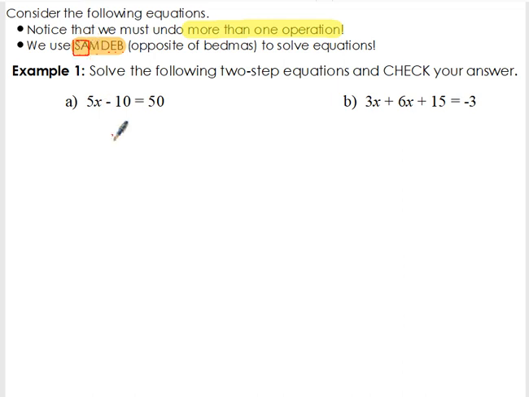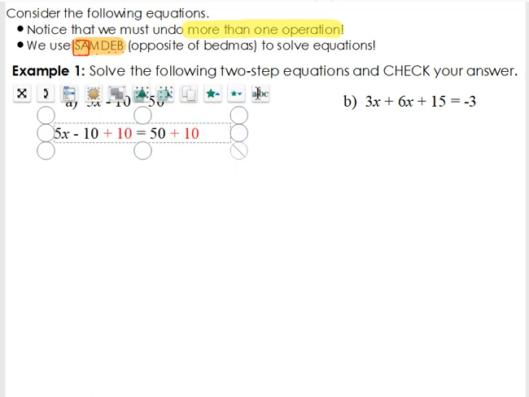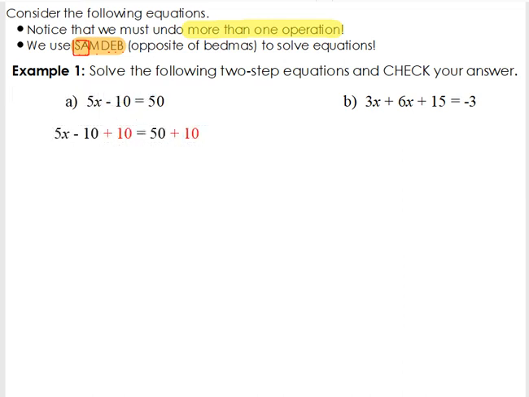The first thing we're going to have to do to solve this equation is to first attack the addition or subtraction. In this case, we have a -10. So in order to get rid of the -10, we're going to have to add 10. And whatever we do to one side, we have to do the same thing to the other side. So we're going to add 10 to both sides of the equation. It'll look something like this: 5x minus 10 plus 10 equals 50 plus 10.